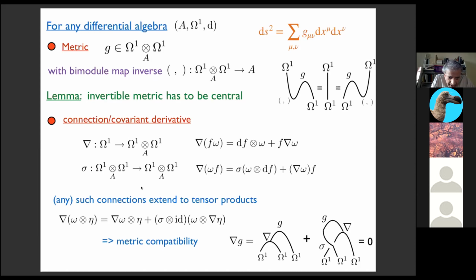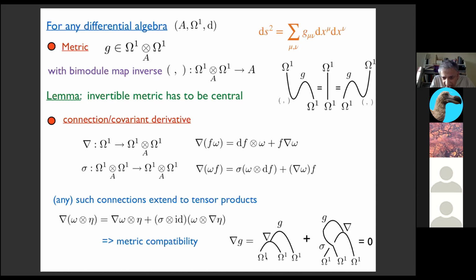I forgot to write that there. Now, the thing about bimodule covariant derivatives is that they extend to tensor products. So the way that you act on a tensor product is you act on one factor, you act on the other factor, and then you use sigma to bring things into the right position.